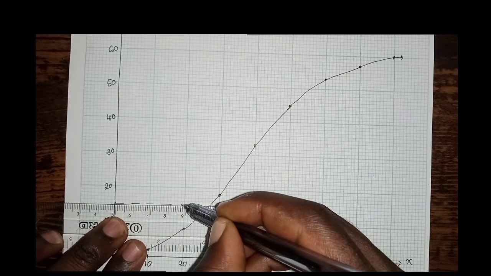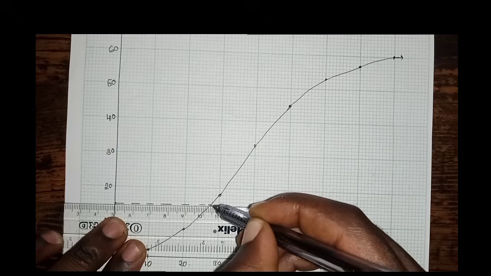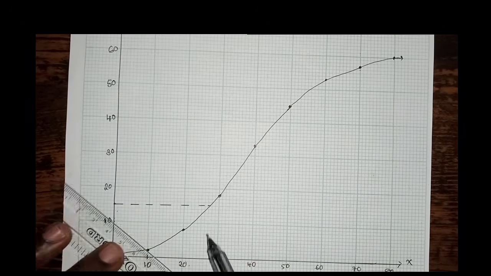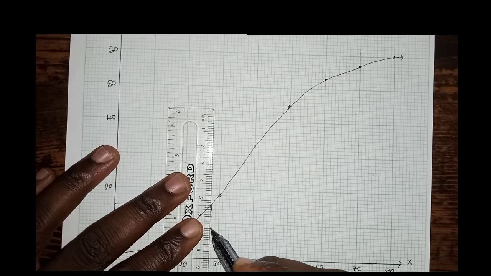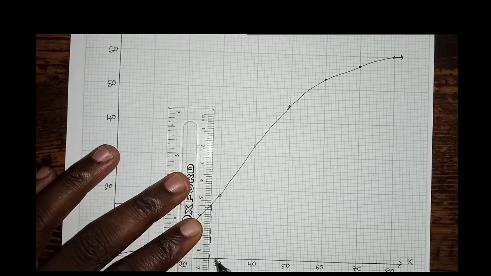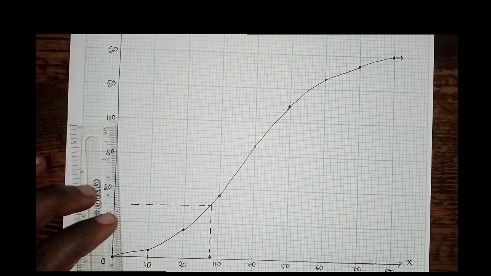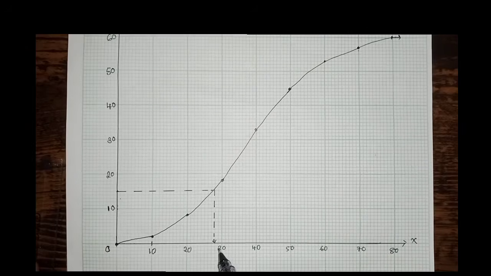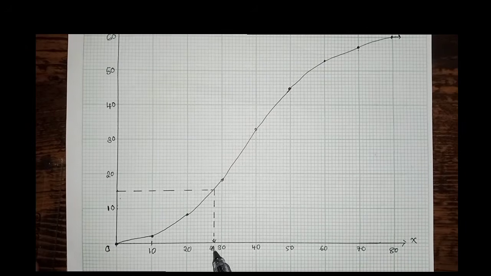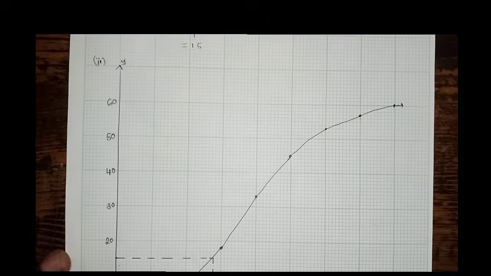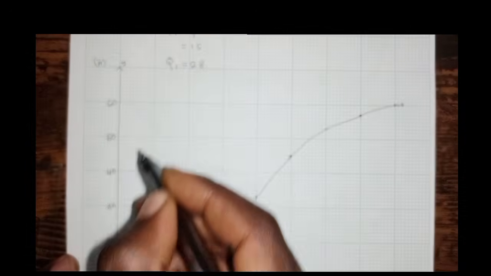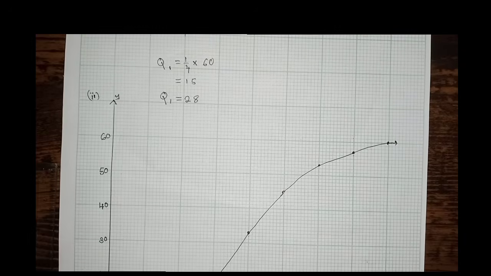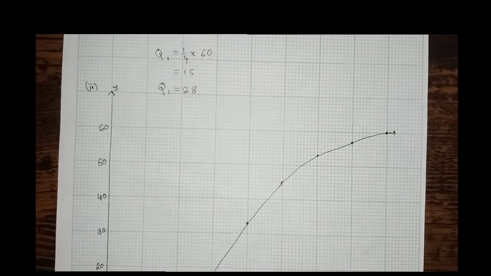You do this up until this line touches the graph. So where it touches the graph, you draw a line down there. So what is the value which is here? This is of course 28. So quartile 1 is 28. We go to the next one.